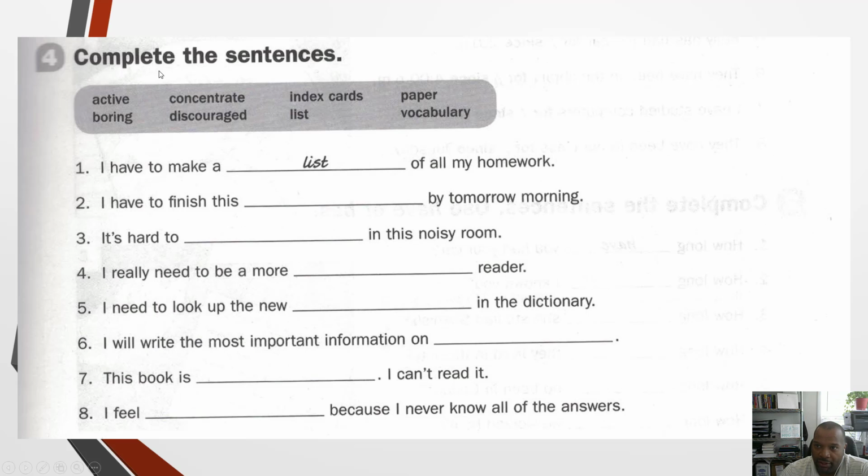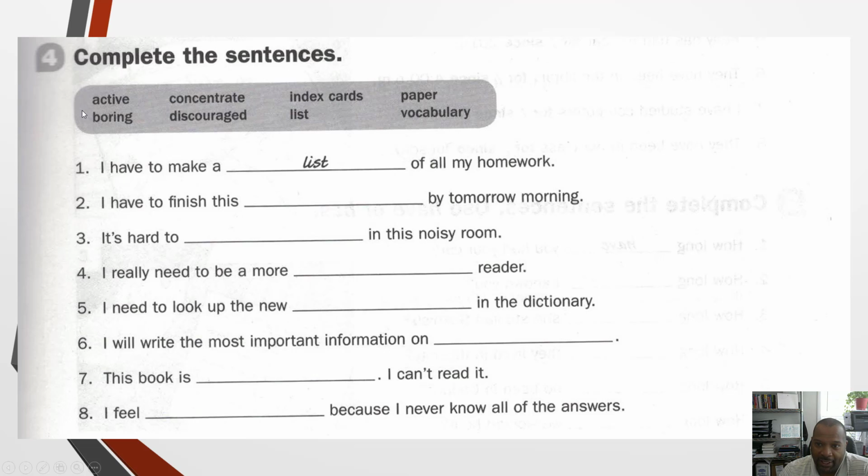Number 4, complete the sentences, right? So we have 8 sentences here that we need to complete. Number 1 is done for us. I have to make a list of all my homework, all right? So before we pause the video and work on 2 through 8, let's look at the words in our word box here, in our word oval. And let's make sure that we can pronounce these correctly. If you don't know any of these words, let's take some time also to look them up in the dictionary and get a good translation for you.